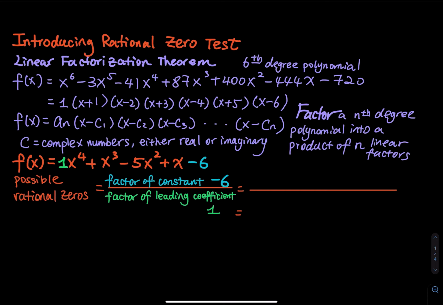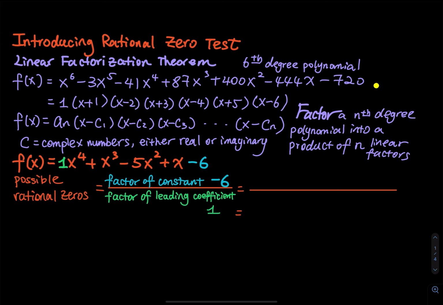Before I introduce the rational zero test, I would like to talk about the linear factorization theorem. Suppose we have a 6-degree polynomial. 6-degree polynomial means the highest exponent you see is 6. Let's take a look at this example. We have f of x equals x to the 6th minus 3x to the 5th minus 41x to the 4th, and then you have your third power, second power, first power, and then a constant.